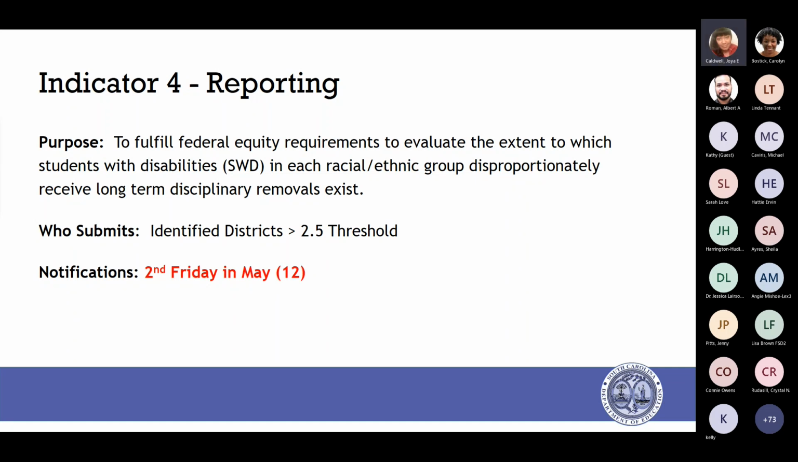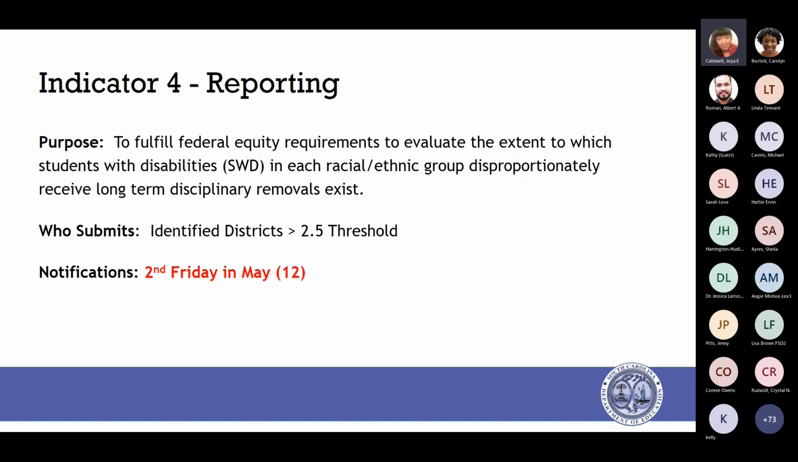The purpose of this indicator is to fulfill a federal equity requirement. It determines the existence and evaluates the rate at which overall students with disabilities in each racial or ethnic group disproportionately receive long-term disciplinary removals. Our goal within the Office of Special Education Services is to identify the districts with significant discrepancy occurring where the rate ratio will exceed a threshold of 2.5.